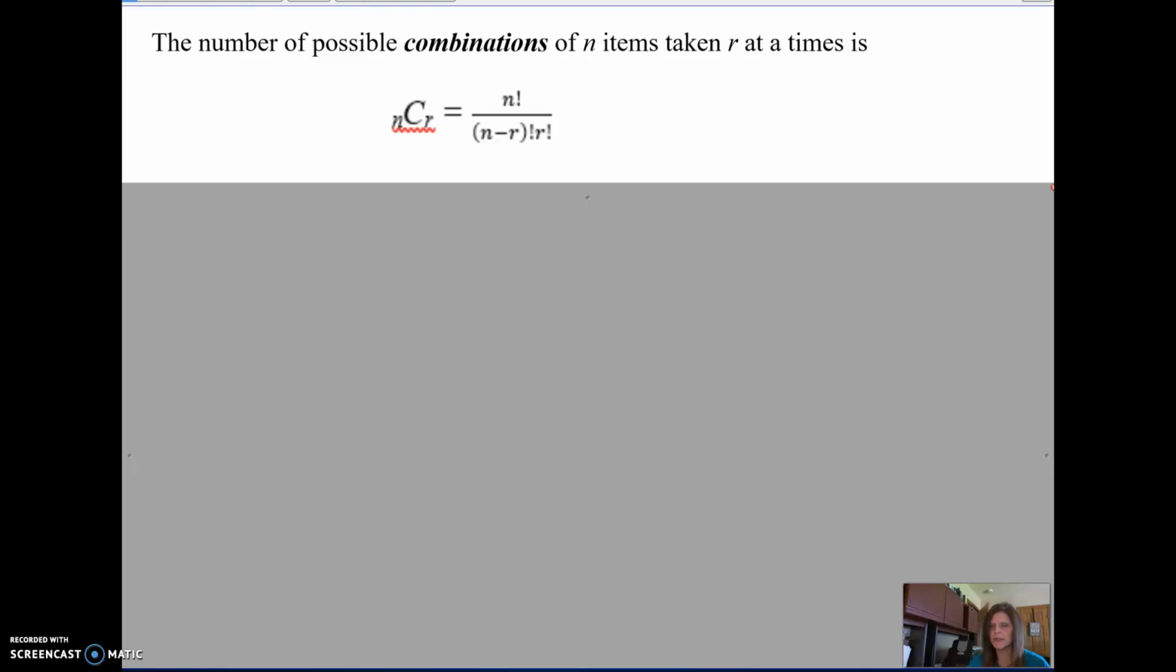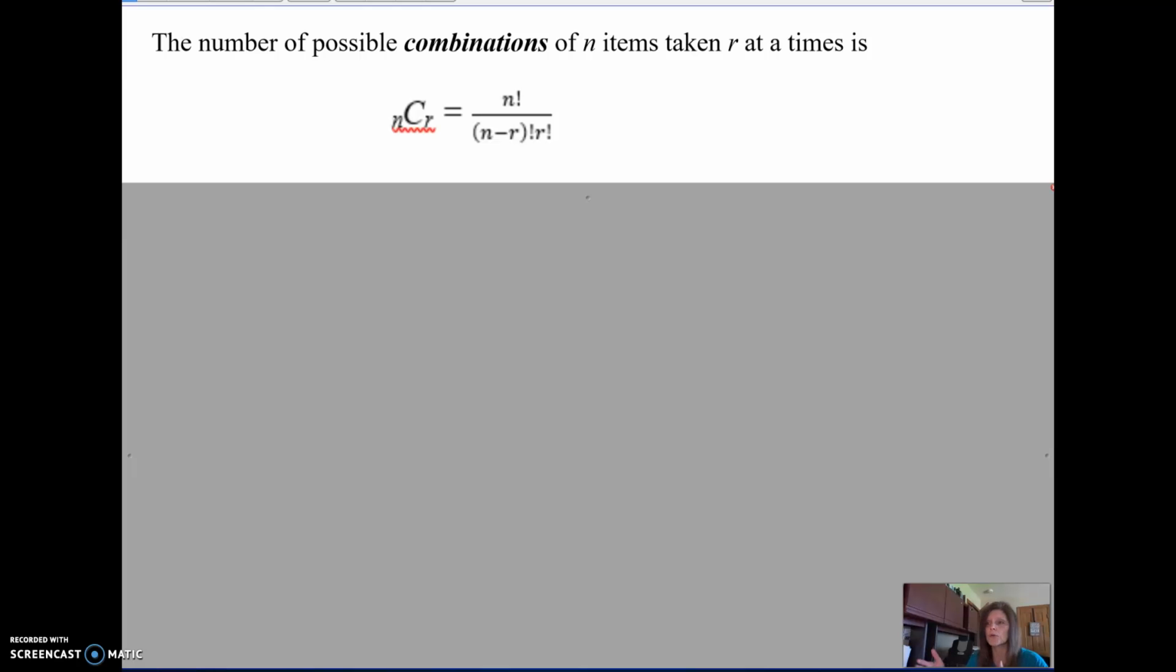Let's talk a little bit about combinations. Combinations are where we're concerned about the number of groupings of things. So for example, we might have a class of 30 students and we want to select 2 of them to represent the class on a bigger council. So how many different ways could we select a group of 2?